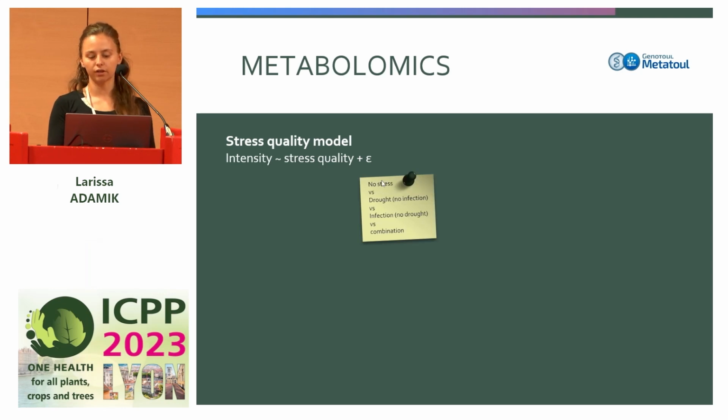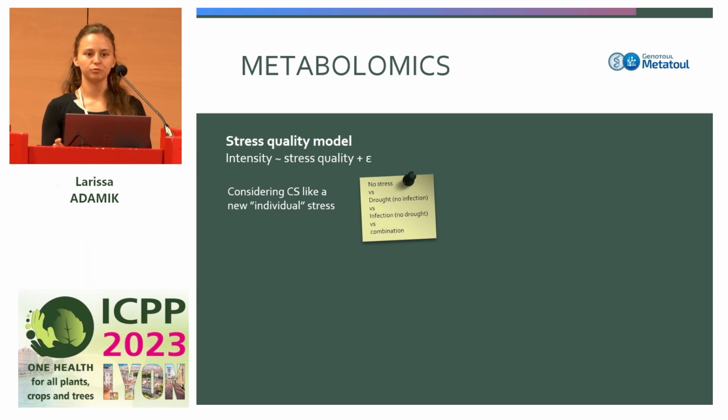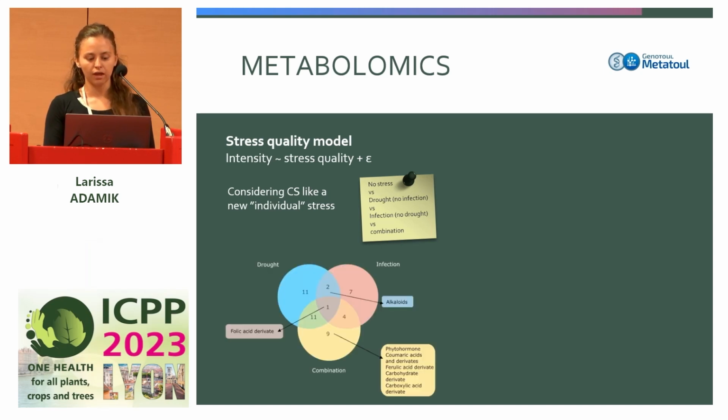That means we are comparing no stress condition, drought with no infection versus infection with no drought, and versus the combination of drought and infection. So we're considering our combined stress like a new individual stress. Like if you just had an additional third, for example, a salt stress, we're just comparing it like that. And this gives us 9 metabolites that are completely specific and unpredictable from the single stresses in the stressor response.